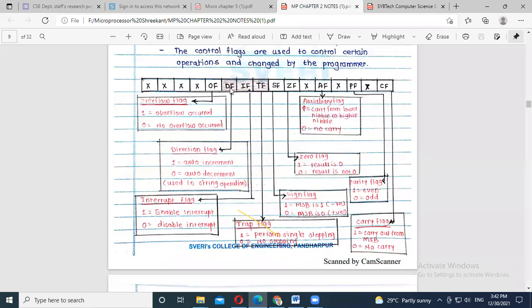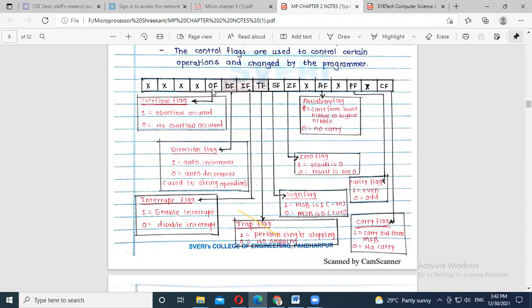So next one is DF. DF means direction flag. The direction flag means auto increment or auto decrement. For auto increment, the direction flag is enabled, meaning 1, high, and it becomes decrement at the low level, that is the 0 value, where the direction flag is not enabled.